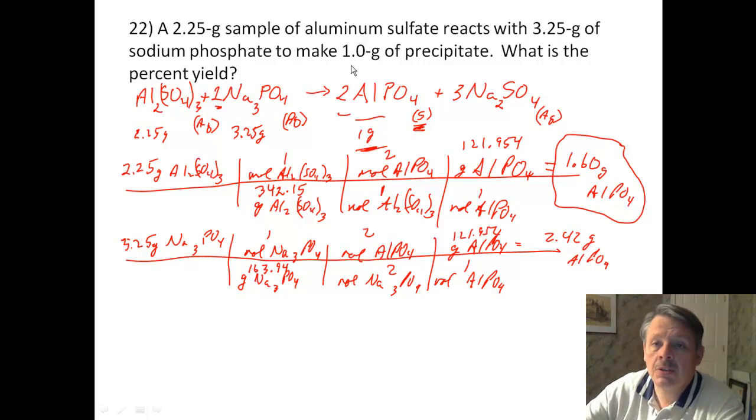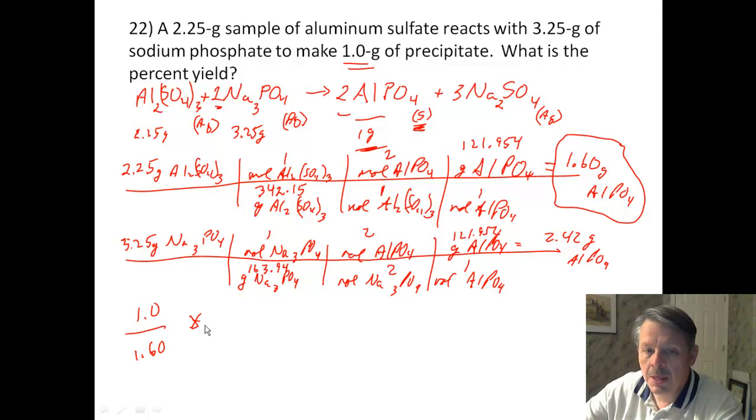But it tells us that we only got 1.0 grams. So we got 1.0 grams divided by 1.60 grams. And we have to multiply that by 100 because we're dealing with a percentage. And that's going to give us 63%. And you'll notice that we only have 2 sig figs up here in the 1.0. So we have 2 sig figs in our answer.